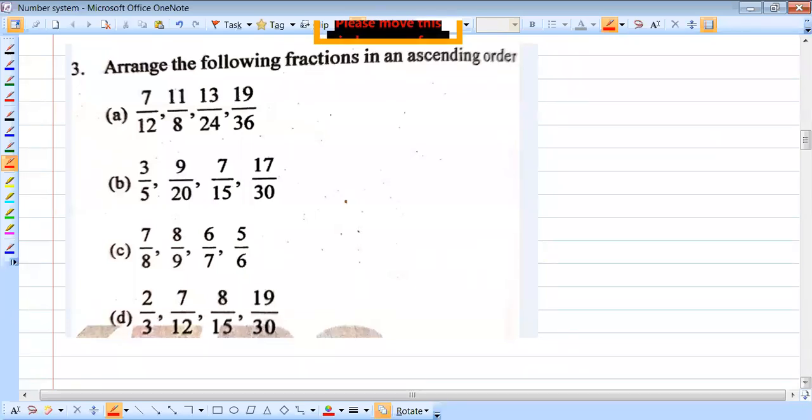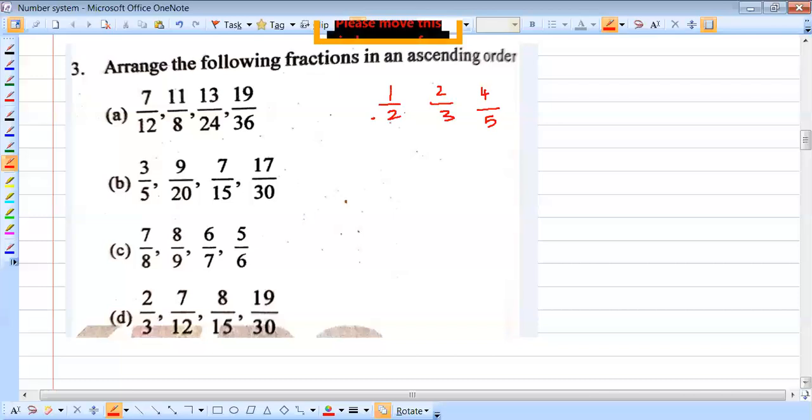Question number 3. Arrange the following fractions in an ascending order. Ascending order means smallest to biggest. Very simple. Let me tell you one small example. So how to find out the answer? Suppose I have 1 by 2, 2 by 3 and 4 by 5. So I have to arrange these three fractions in the ascending order.